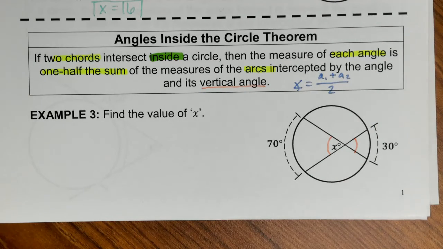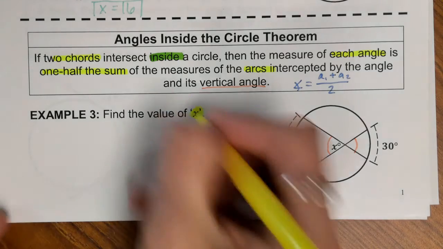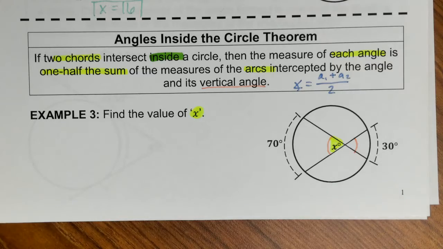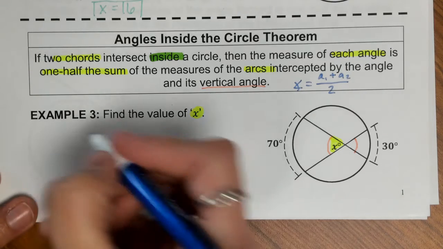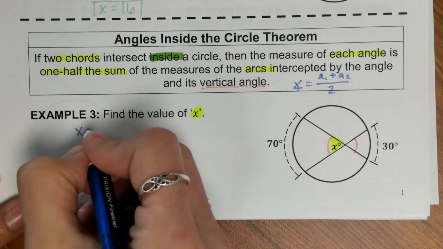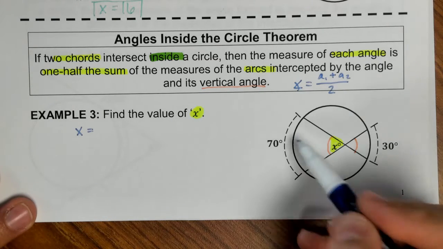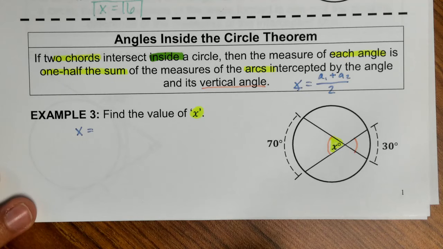So we take a look at our first example here. Again, all we're looking for is finding the value of x. So when we're looking for x, we're looking for the angle measurement. So we don't know our angle, so it's just going to be x. And this will be equal to, well, since we're adding, it does not matter which one is arc 1 and arc 2.